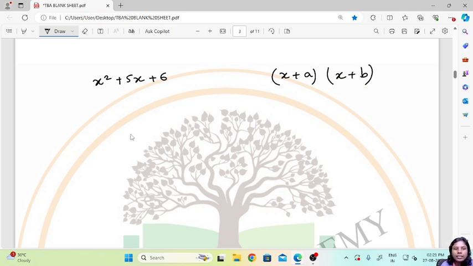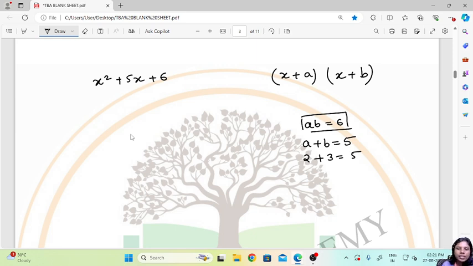Now here one thing we need to know is that this is our product. So a into b is 6, and if you look, a plus b will be equal to this 5 here. This will remain constant, we don't have to alter this part. Now this part you have to find: two numbers which, if you add, you get 5. So in that case we can add, say, 2 plus 3, so that will be 5.